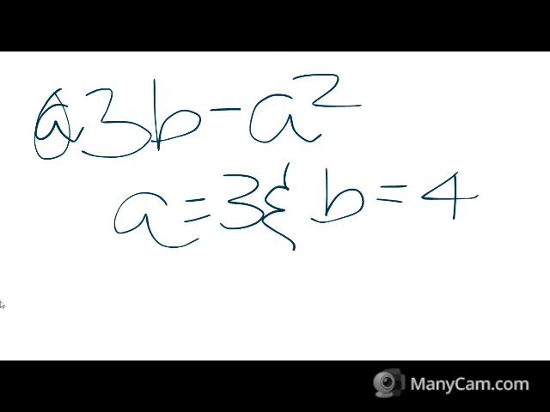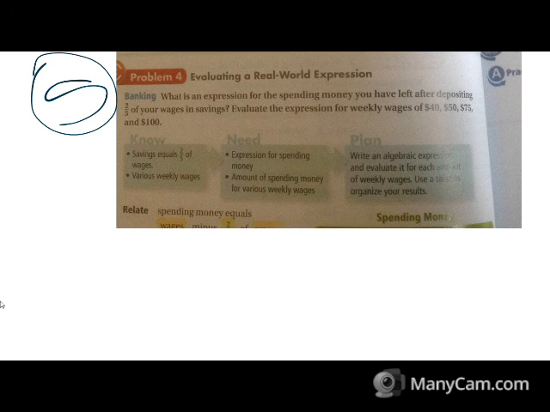Alright, so last problem, number 5. If you look at problem 4, problem 4, not 5. What is the expression for spending the money you have left after depositing 2/5 of your wages in savings? Evaluate the expression for weekly wages of $40, $50, $75, and $100. So what you know is your savings equals 2/5 of your wages, and you have various weekly wages. What you need is the expression and to evaluate.